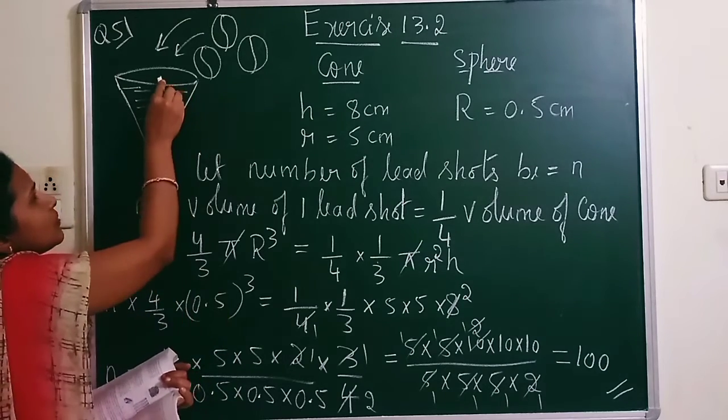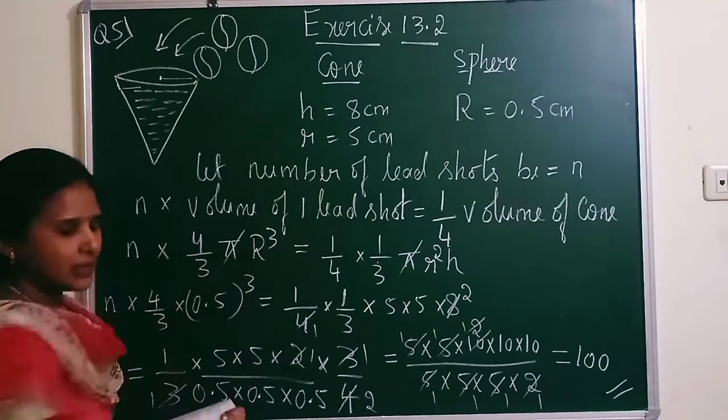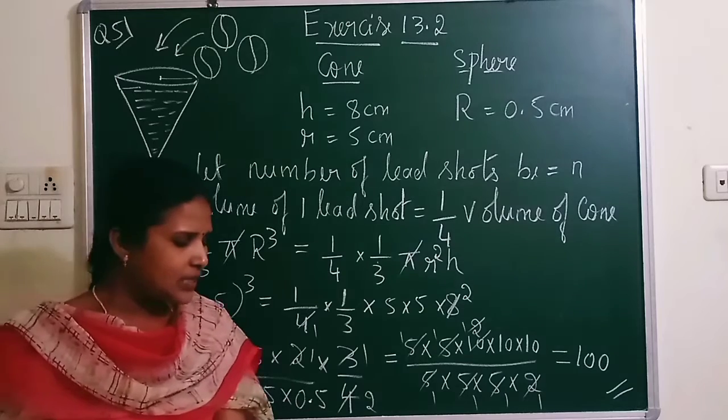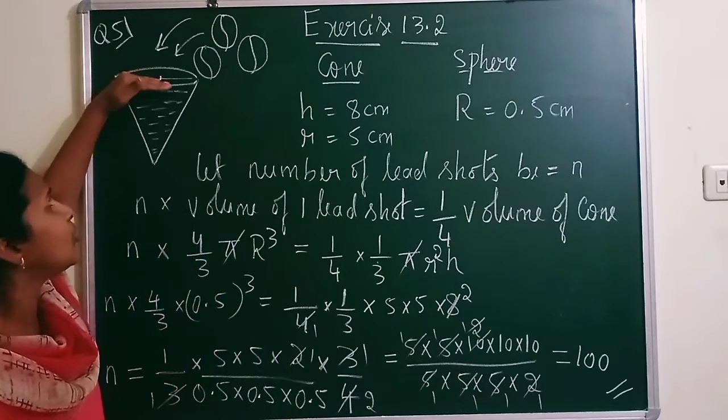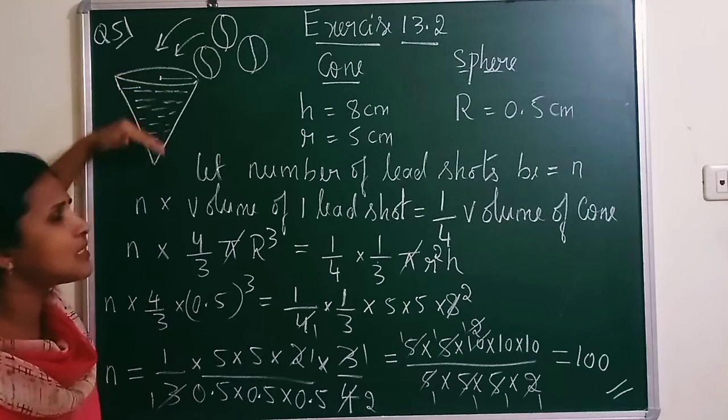So what is the radius of the cone given? 5 centimeter. Next, it is filled with water up to the brim. Means up to the opening of the cone, the water is filled inside the cone.